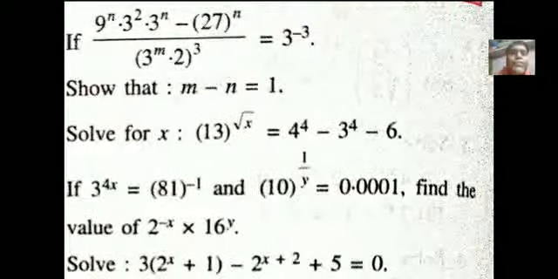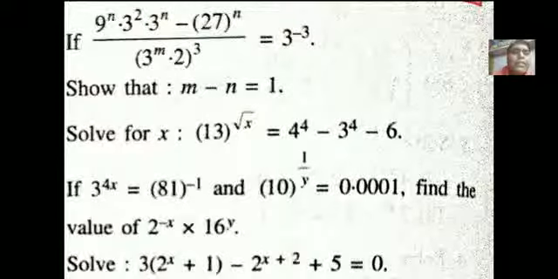Next question, if 9 to the power n into 3 to the power 2 into 3 to the power n minus 27 to the power n divided by 3 to the power m into 2 whole bracket power 3 is equal to 3 to the power minus 3, show that m minus n is equal to 1.